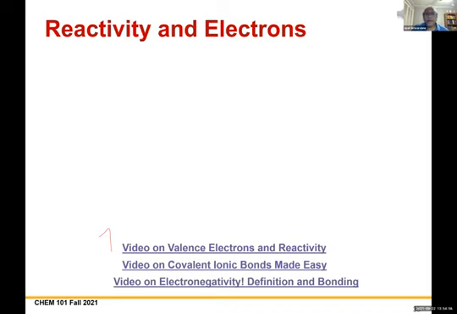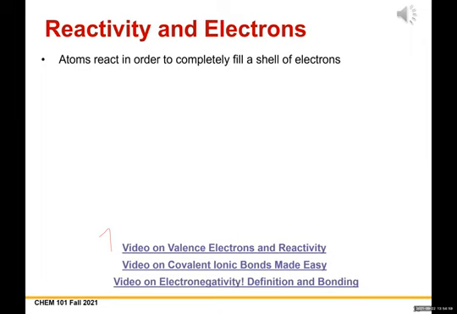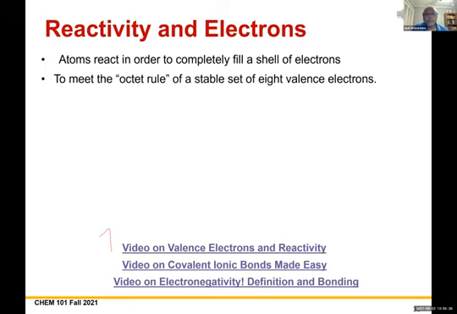Reactivity and electrons are related, chemical reactivity. Atoms react in order to complete the valence shell. Normally, except helium, all the inert gases, the noble gases, have an octet of electrons. It seems like all other atoms are attempting to complete the valence shell. The octet rule describes the stability of an atom with 8 electrons in the valence shell.